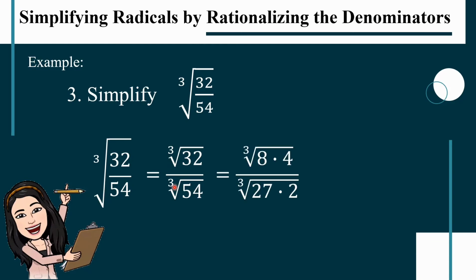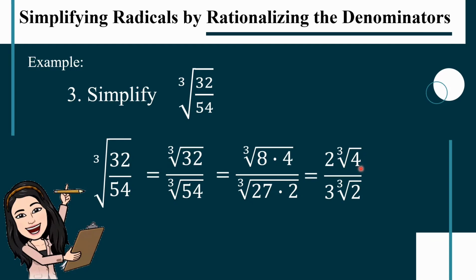Okay, so that would be 8 times 4. Here, ang ating perfect cube ay ang 8. At dito sa ating denominator, ang 54, ang factors niya ay 27 times 2. Ang 27, siya yung ating perfect cube. Okay, maliwanag. Pinaghiwalay lang natin yung perfect cube sa hindi. Now, that would be equal to 2 cube root of 4.